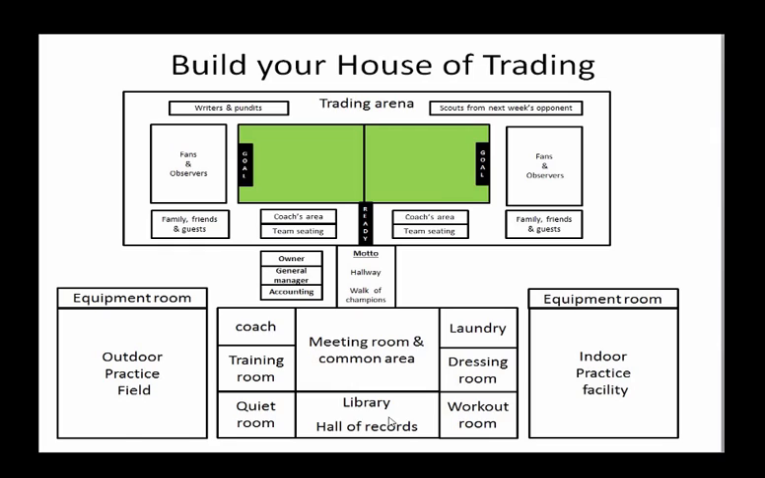In the library and hall of records are the trading journals and the films from previous years, our deep experiential learning base and theoretical base, a quiet room for reflection, a workout room for just exercising, a laundry to take care of business. We have an equipment room that supports the outdoor practice field where we're going to replicate some of this experience on the field so we can refine our technique. We have an indoor practice facility so we can do that rain or shine. No matter what, we're always ready to be practicing.